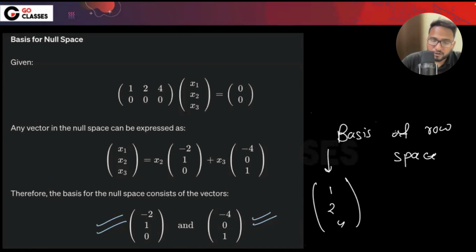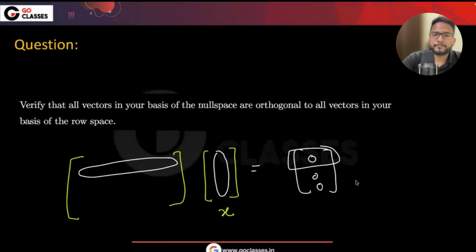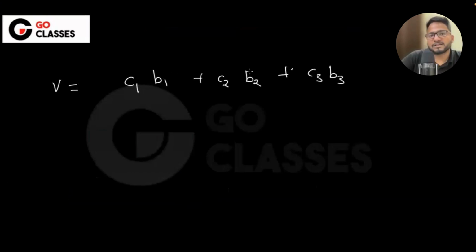The basis of the row space is orthogonal to the null space, and not just the basis. If the basis is orthogonal, then obviously every other vector is orthogonal. Why? See here, let's suppose you have some vector v that must be representable using the basis vectors, because basis vectors can represent all the vectors. Let's suppose the basis vectors are b1, b2, b3. Let's suppose there is some vector un, which is a null space vector.